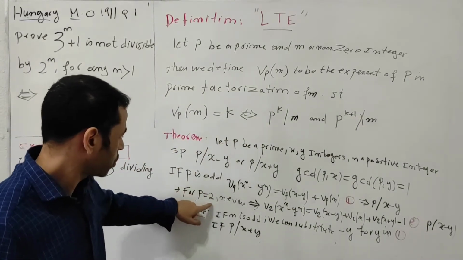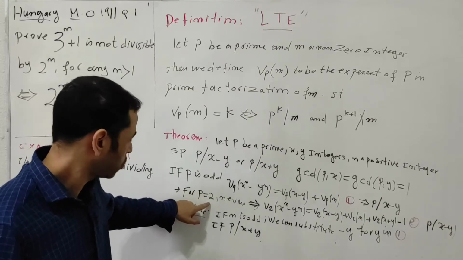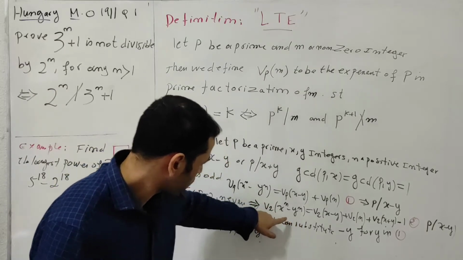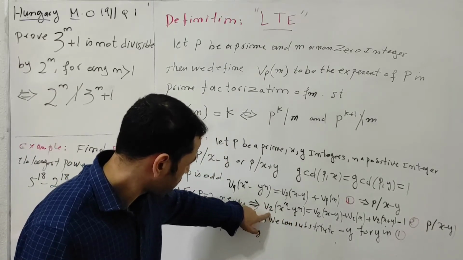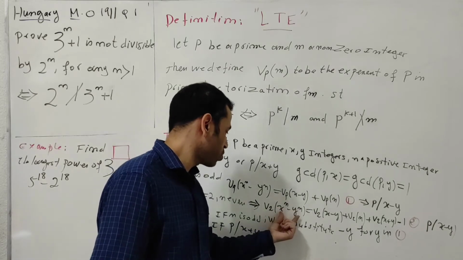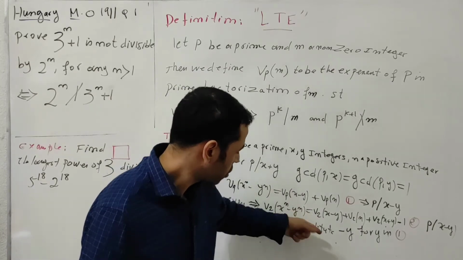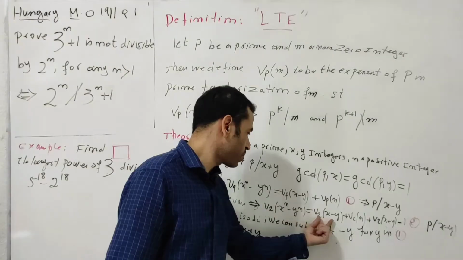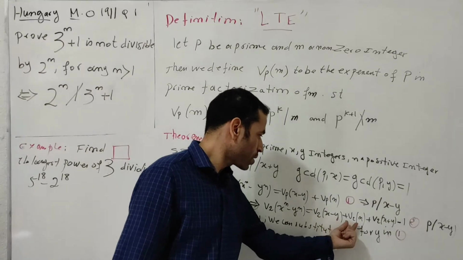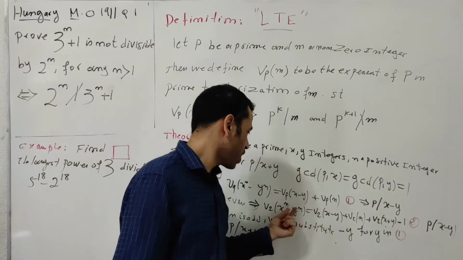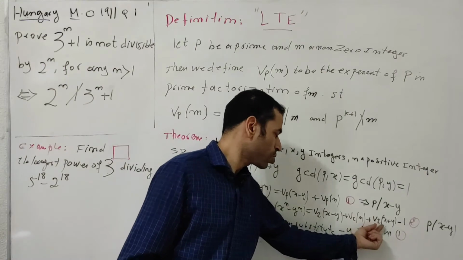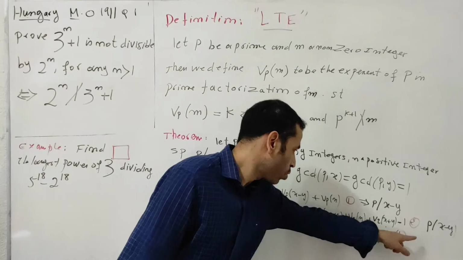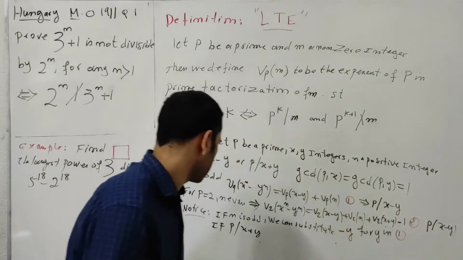If p equals 2, if p is a prime but equal to 2 and even, we have to use this formula: v_2(x^n - y^n) equals v_2(x - y) plus v_2(n) plus v_2(x + y) minus 1. Okay, always we have p divides this difference x minus y.